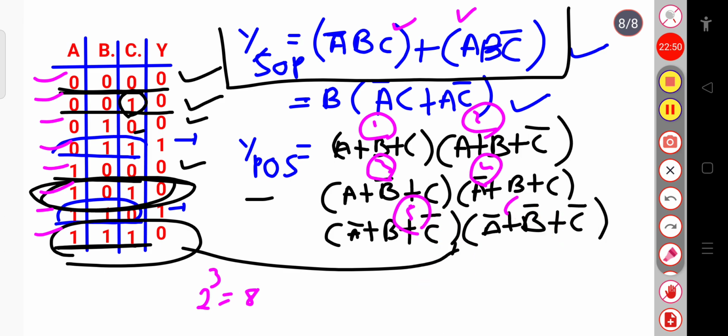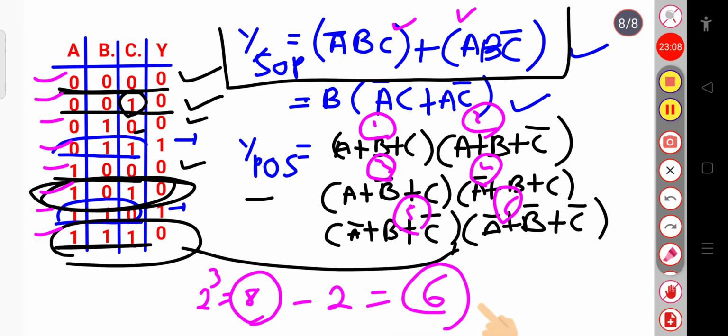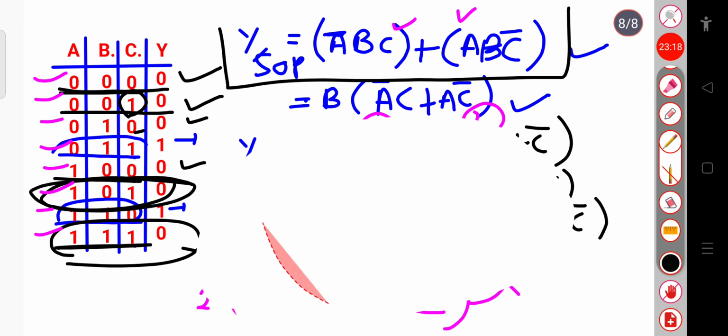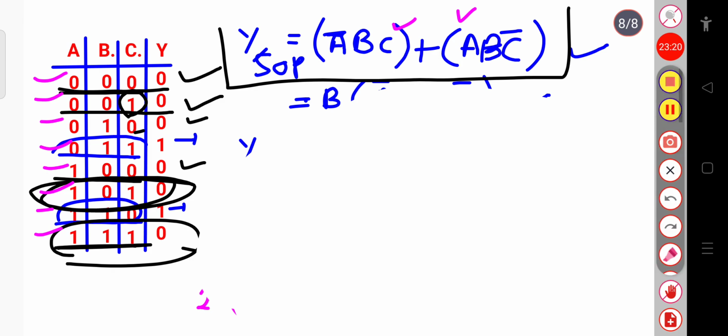If it is asked that there are 3 terminals and the SOP contains 2 terms, then definitely you have to answer that the total number of terms is 8 minus 2, which is equal to 6. This is the POS term count. If the question is what are the minimum terms and what are the maximum terms, in that case what will you write?